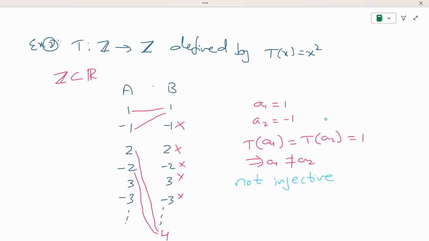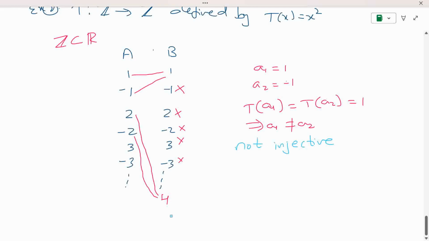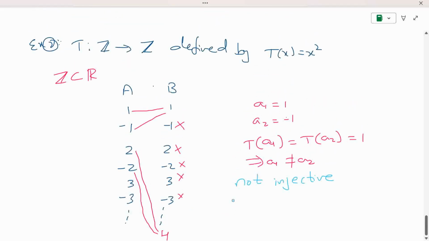Now we have to check whether it is bijective or not. For bijective, every element in B should be the image of at least one element in A. Minus 1 is not the image of any element in set A. 2 is not the image of any element in set A. Similarly minus 2, 3, even 5 is not. So this is not surjective. So it is not bijective.